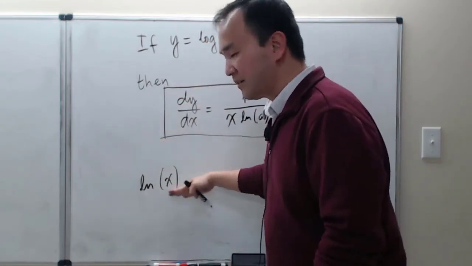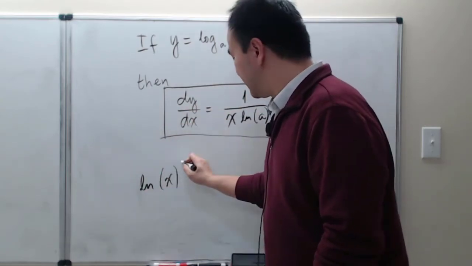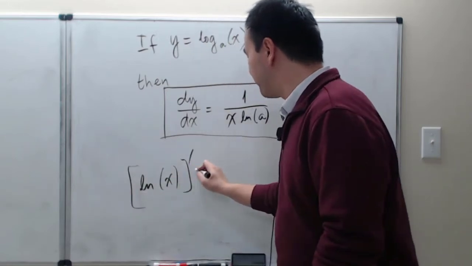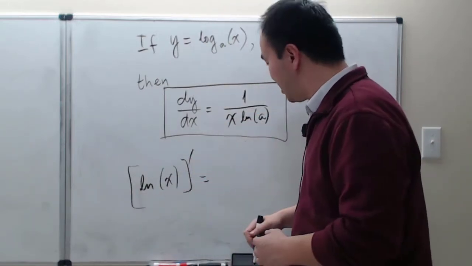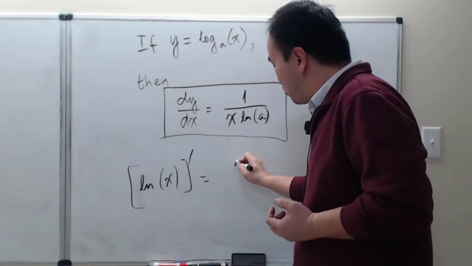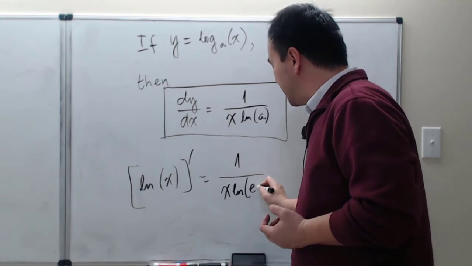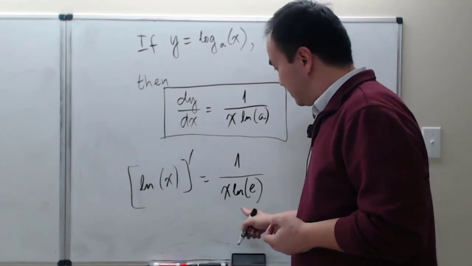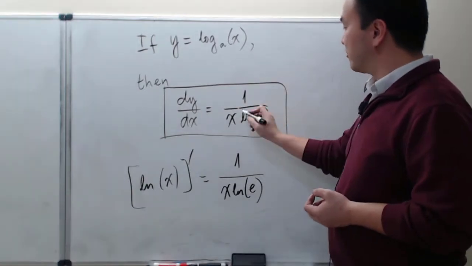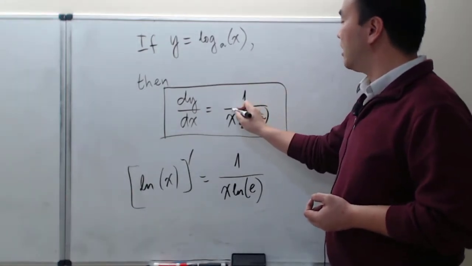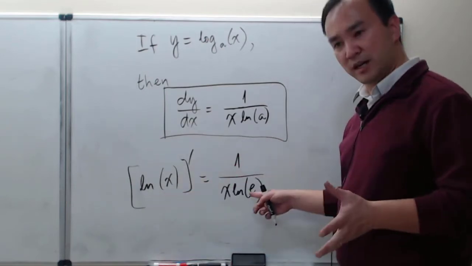Can we bring the derivative of natural log of x under this rule? Sure we can. Think about taking this derivative and applying this general rule for a general log at any base. Then it's 1 over x times natural log of, I'm going to bring base e in here, because natural log is log base e. So if we're applying this general rule for all general logarithms into this special natural log of x, it's going to work as well.